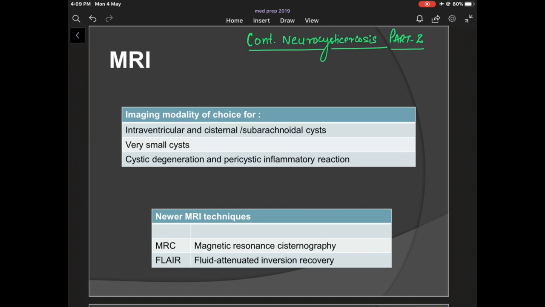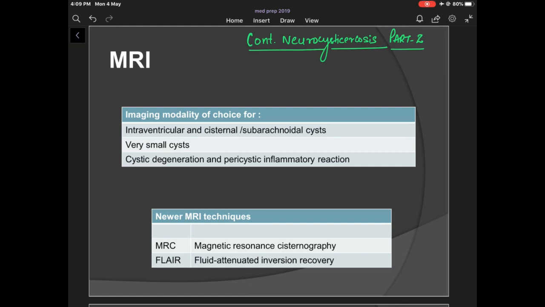Okay, welcome back to the topic of neurocysticercosis. We'll continue with part 2, and in this part we'll talk about investigations. In part 1 we left off with the CT. We did everything about CT scans in neurocysticercosis. Now we are going to talk about MRI.